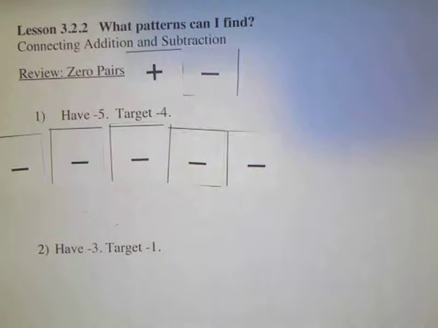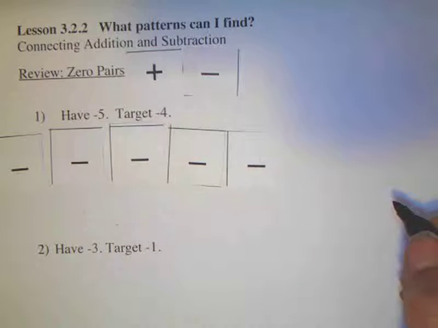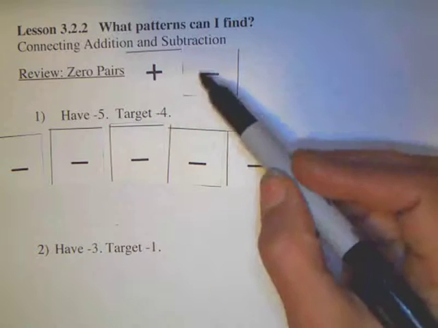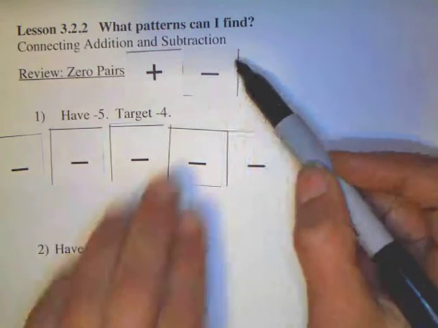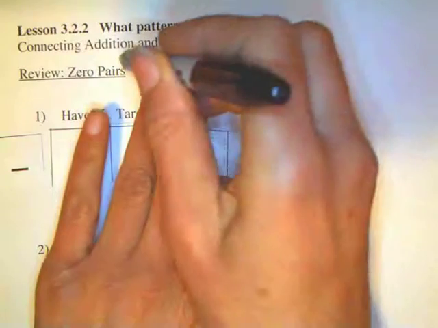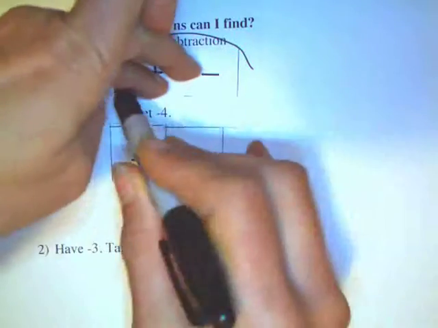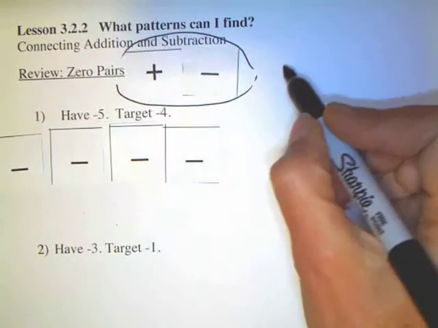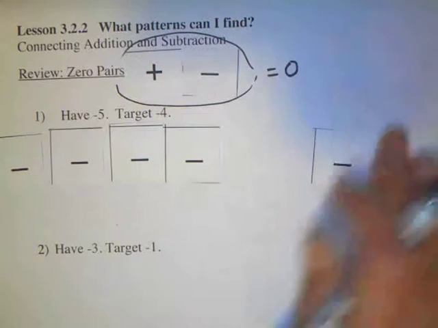This is an overview of lesson 3.2.2. What patterns can I find? So how do we make connections between adding and subtracting numbers? First, just a quick review. When you have a plus and a minus together and they're the same value, this together is what we're calling a zero pair. So this is equal to 0.